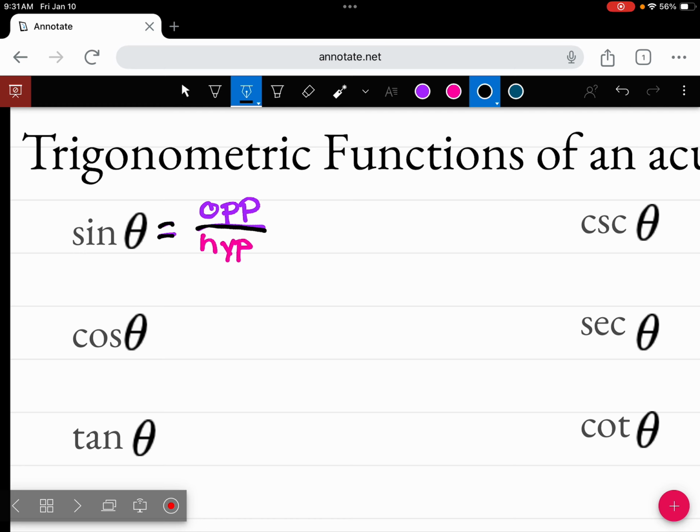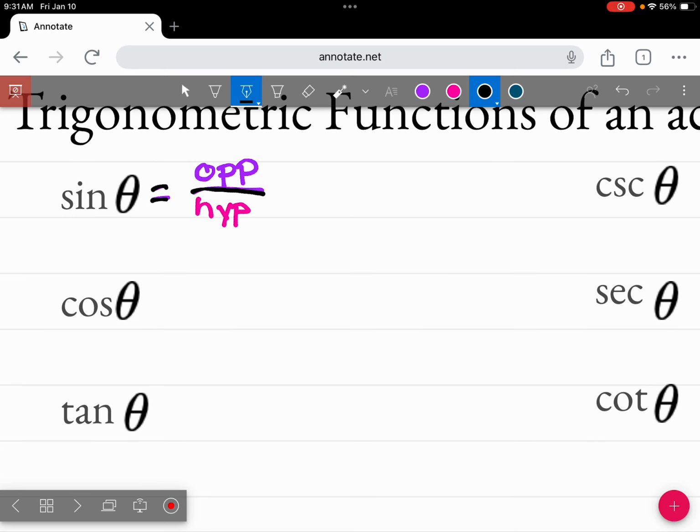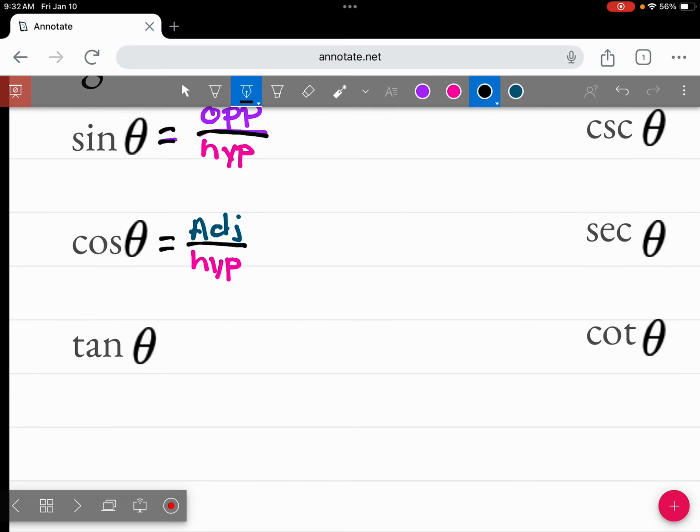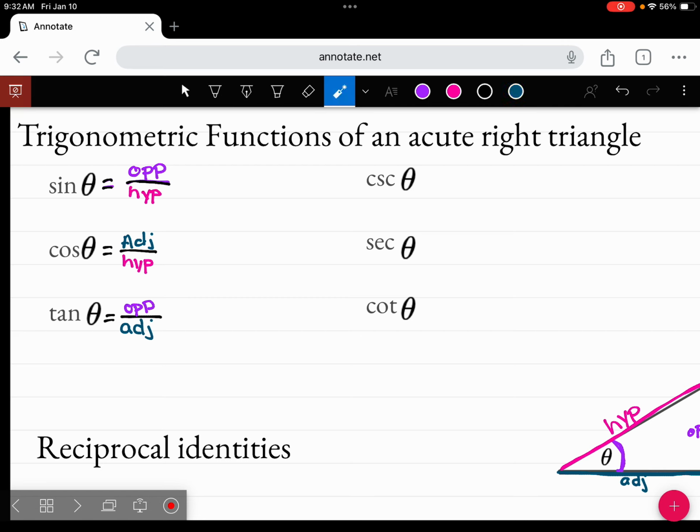All right, so we've got sine. What's our cosine? Adjacent, so CAH, C-A-H. Adjacent over hypotenuse. TOA, tangent. Opposite over adjacent. Okay. How many of you have seen these ones before?